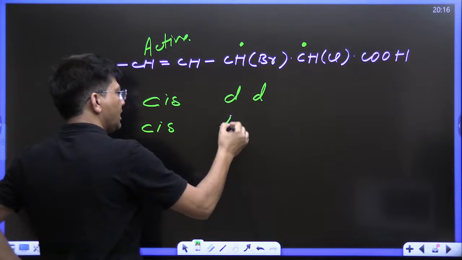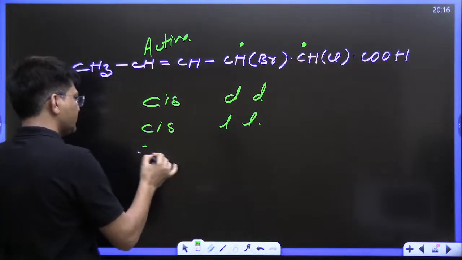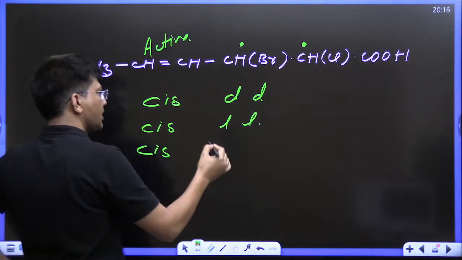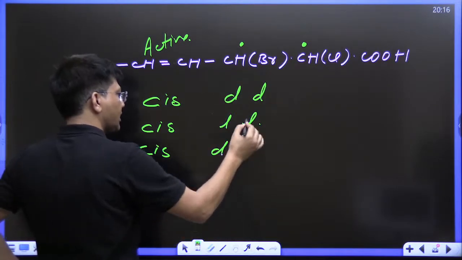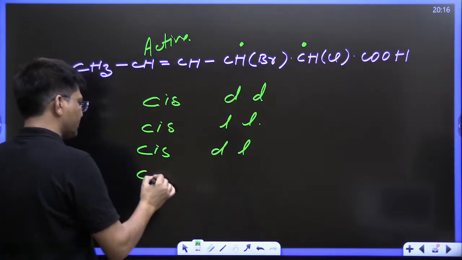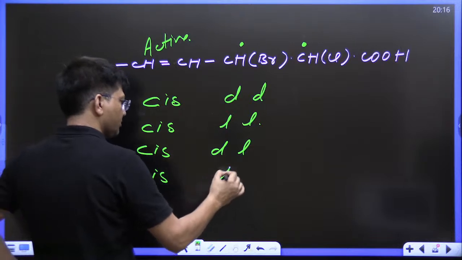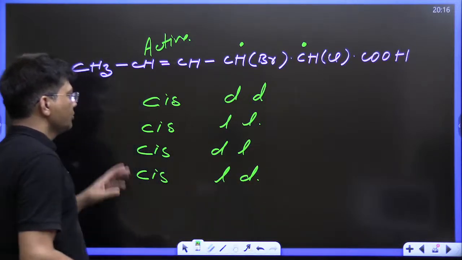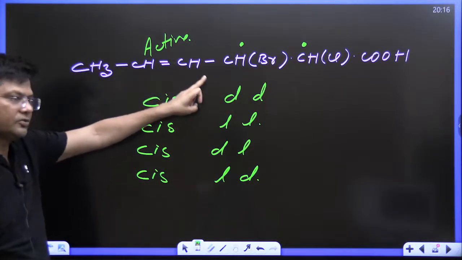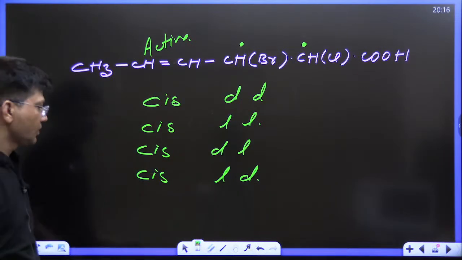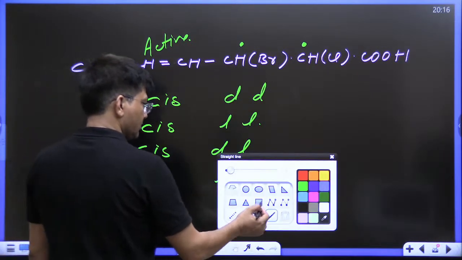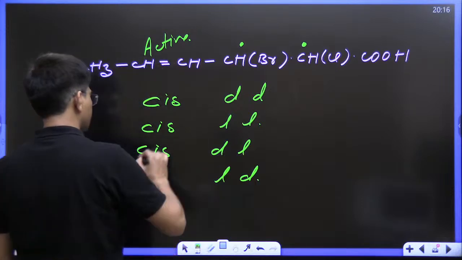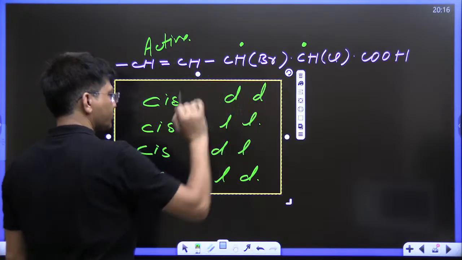They can be L and L. With cis, this carbon can be dextrorotative and that can be levorotative, or with cis, this carbon can be levo and that can be dextro. So with cis, these 4 possibilities are there. When I'm taking it to be cis, these 4 possibilities are possible.